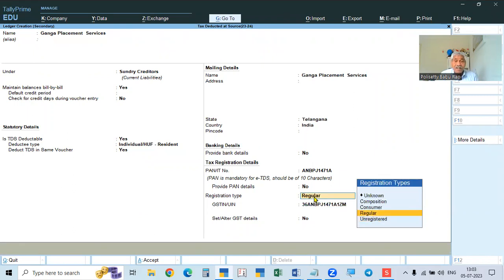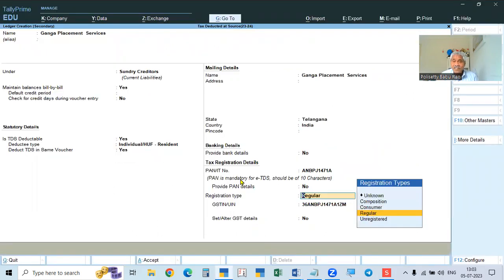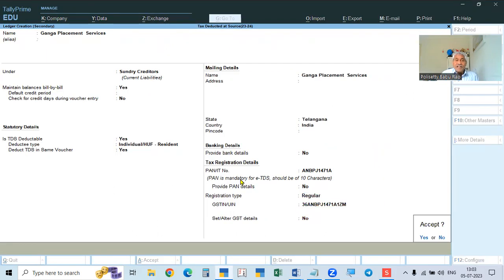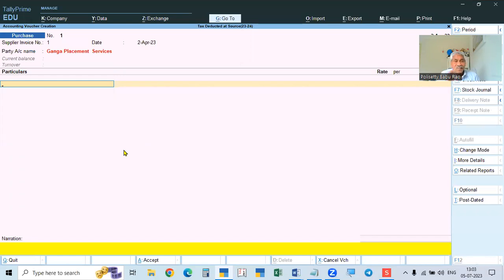Now it is registered because there is tax here. He charged the tax in the invoice, which means he is registered. Unregistered means they cannot charge tax. So we created this. In this party account, we enabled TDS. The deductee type is given, and whether to deduct in the same voucher is given. So the party account is created and enabled.